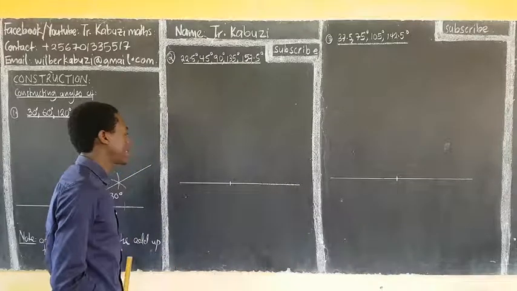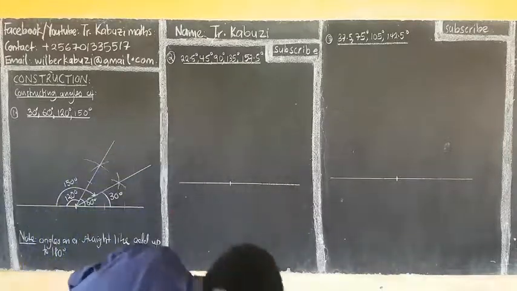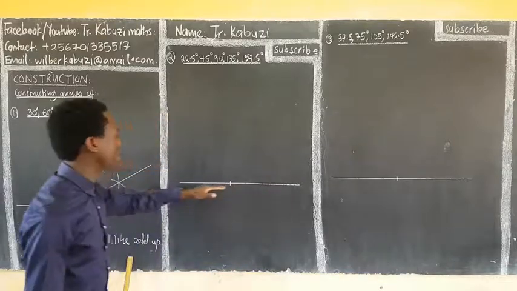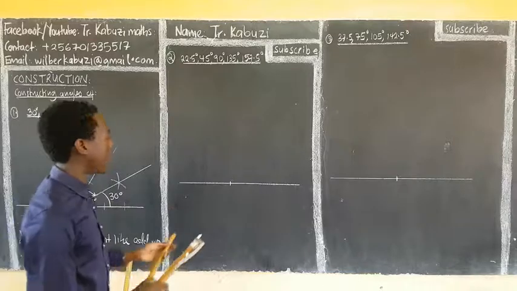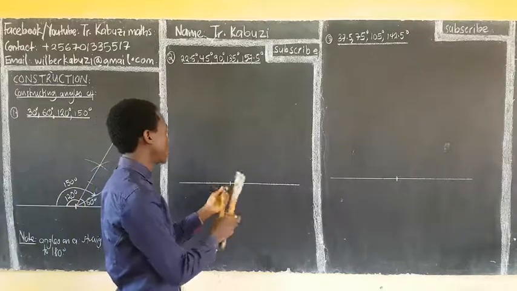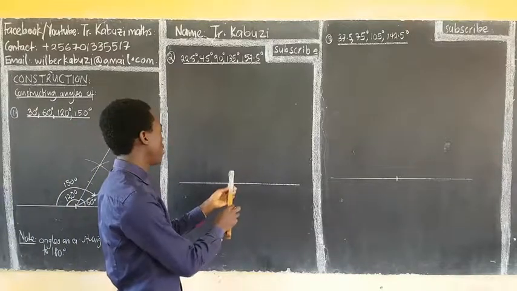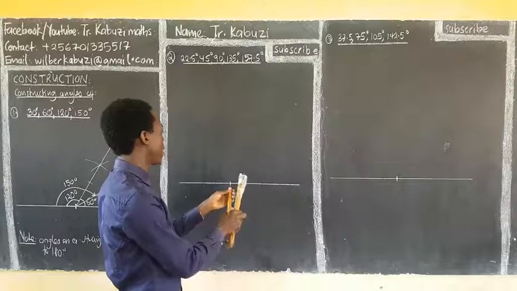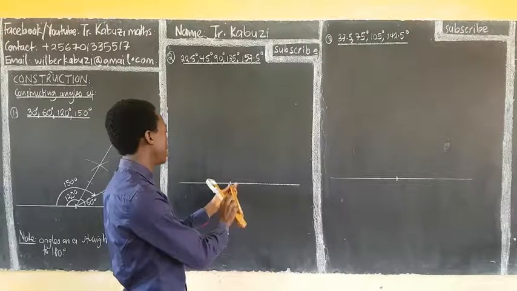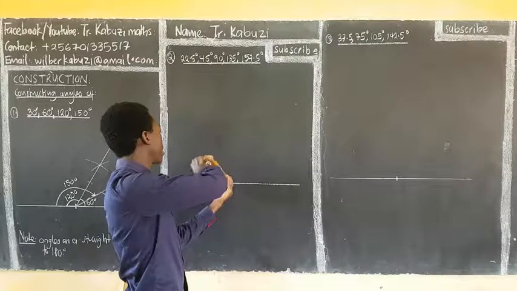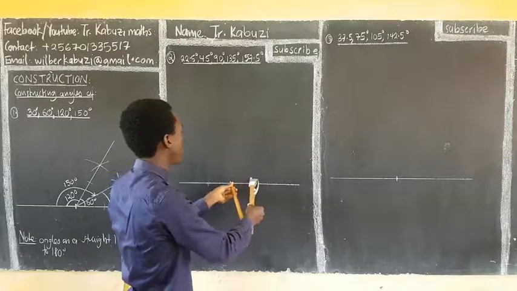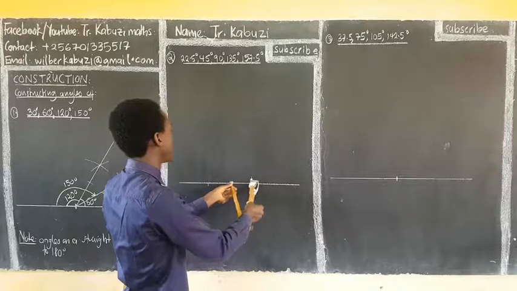So how do you construct 90? The easiest way to construct 90, you start by drawing a straight line. Put a mark where you are going to put your pointer. So now to construct 90 degrees, you put your small mark on that straight line, then you draw an arc there, and then you draw another arc there.